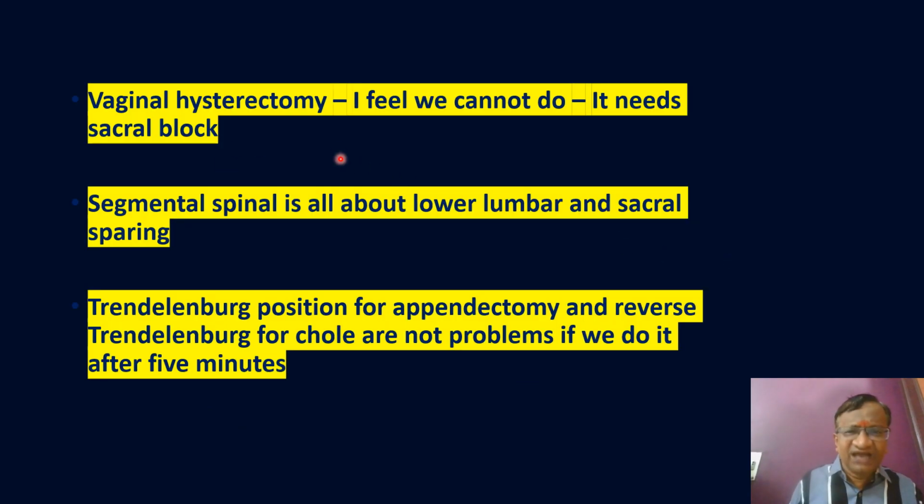Vaginal hysterectomy, I feel it is difficult to do. Abdominal hysterectomy we can do, lap abdominal we can do. Sometimes we may need to do a sacral block separately. That is the most important problem. Sometimes the S2, S3 may be spared. So this is questionable, but people have done it. Segmental spinal is all about lower lumbar and sacral sparing. So that is how the BP doesn't fall much.